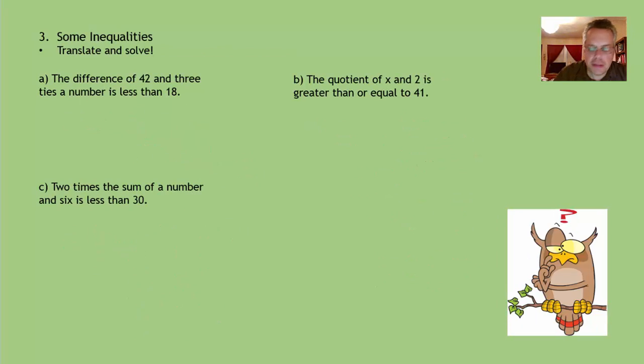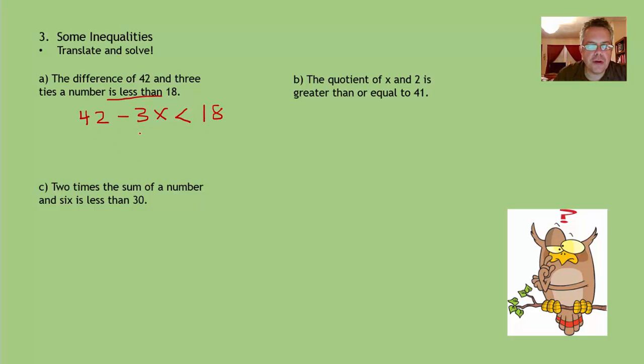All right, our last few examples involve inequalities. So the difference of 42 and, I should say, 3 times the number. It says 3 times the number. So the difference of 42 and 3 times the number. All right, so 42 minus 3 times the number would be minus 3x. So there's the difference between those two things. 42 and 3 times the number is less than 18. Okay, so this is an inequality.